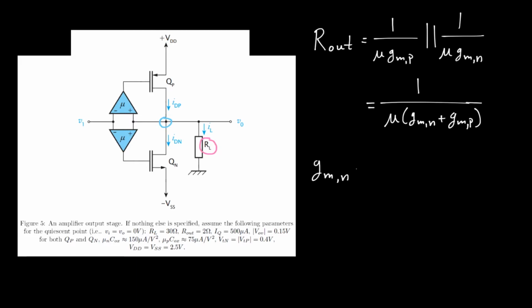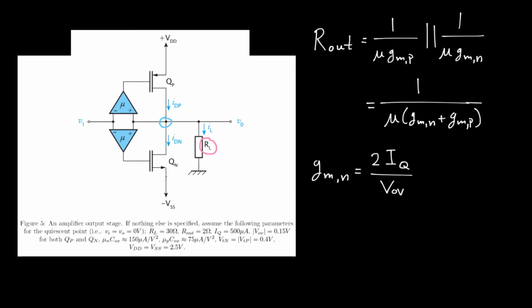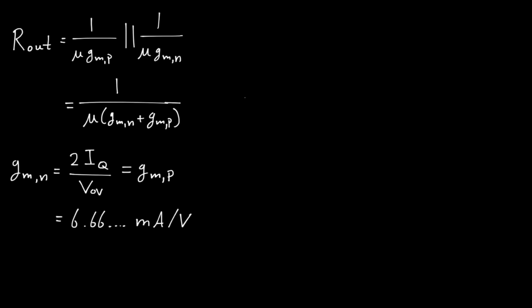GMN can be found by taking 2 times the drain source current, the large signal drain source current, which in this case is IQ, is given in the caption, over the overdrive voltage. The overdrive voltage of Qn and Qp are the same, and no current will pass through the load. So in other words, both Qp and Qn will see the same large signal current through their channels. We can also say that this is equal to GMP. And if we fill this out numerically, you will find that it is equal to 6.66 milliamps per volt.